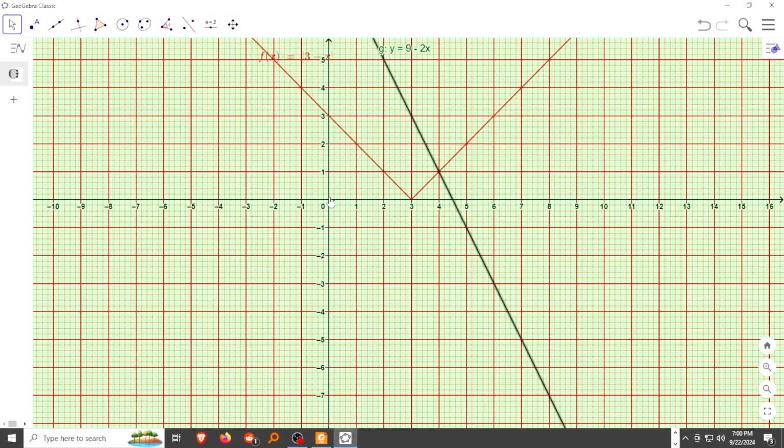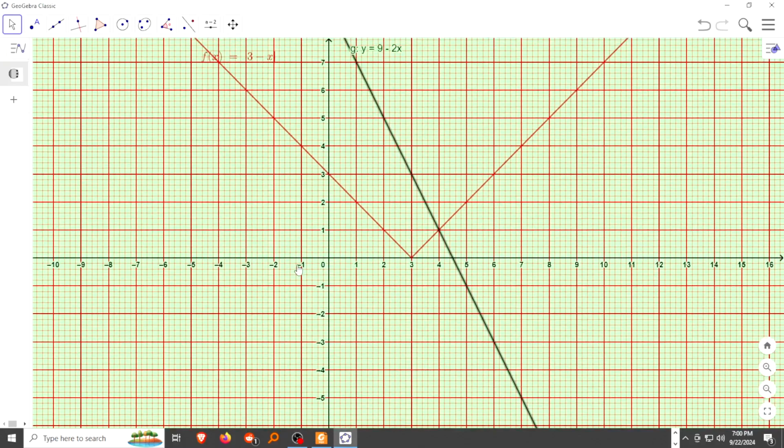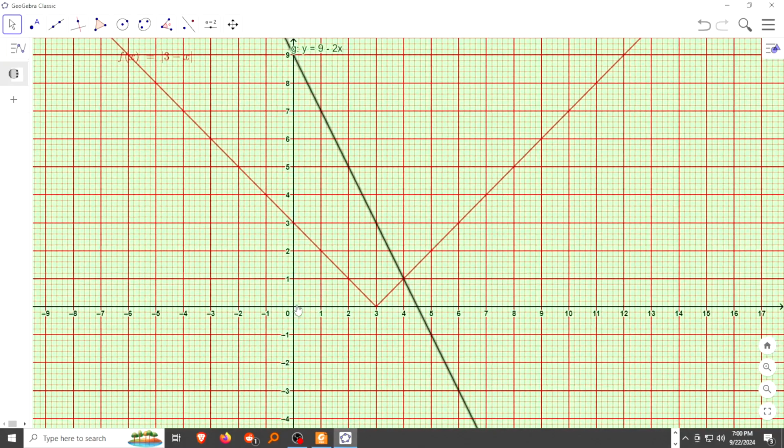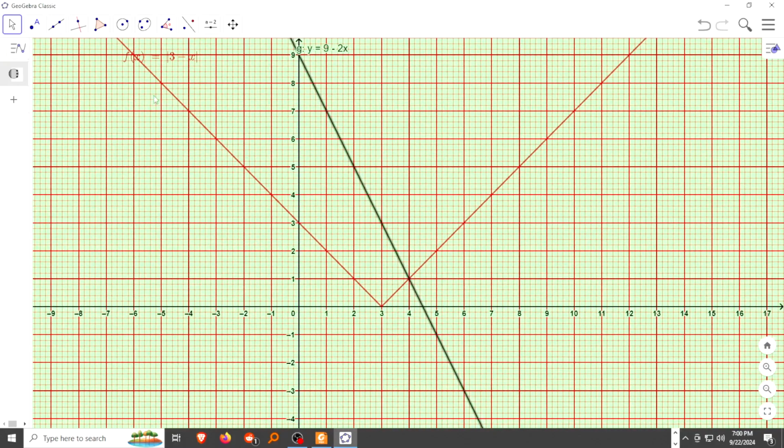This is what our graph looks like. This is the V-shaped graph, that of y is equal to the modulus of 3 minus x. And then this straight line here refers to y is equal to 9 minus 2x. Notice that they intersect at this point, point 4.